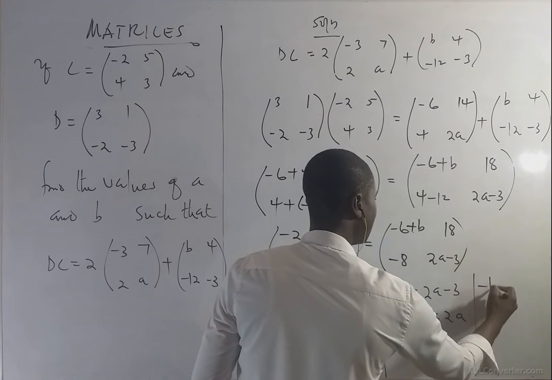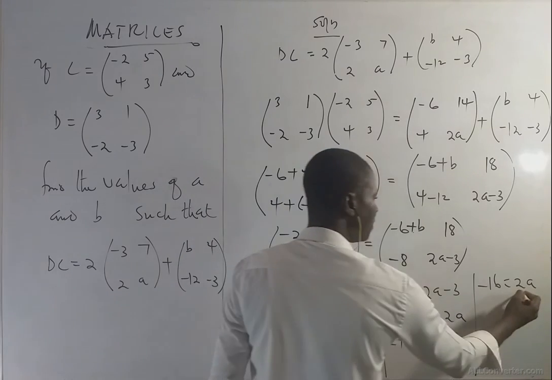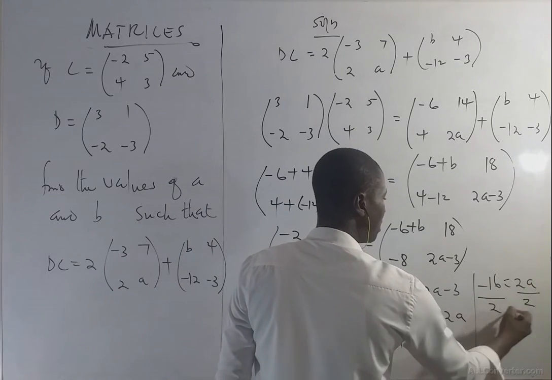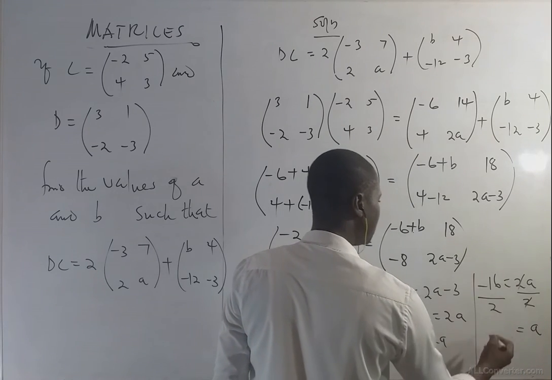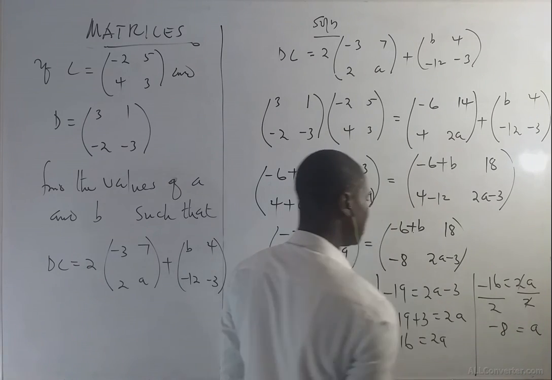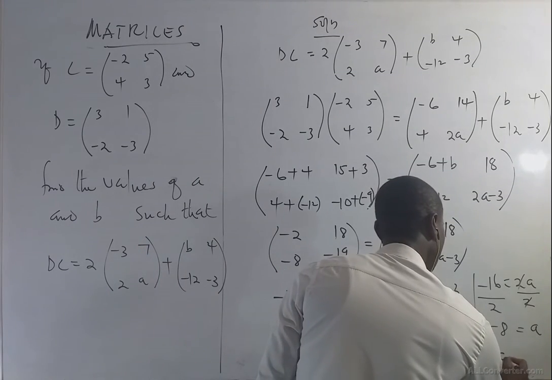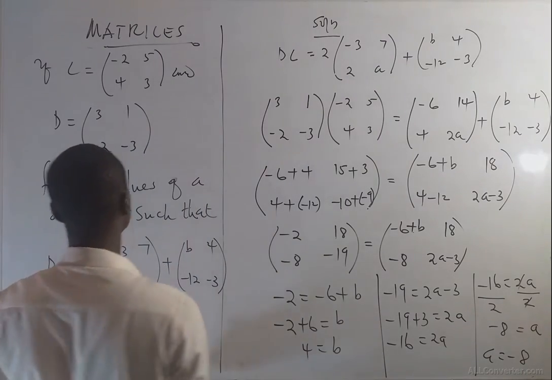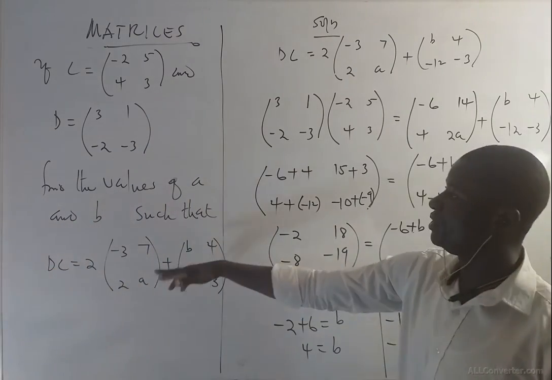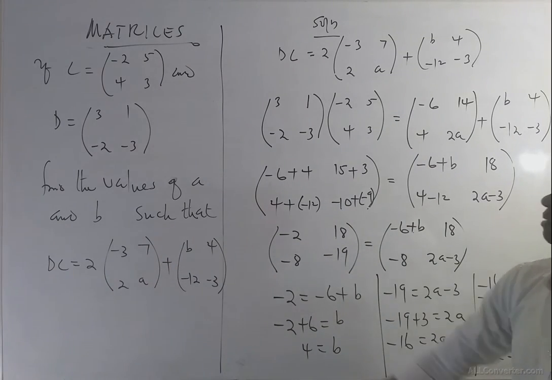So if you have minus 16 is equal to 2a, and you are making a the subject, then you have to divide both sides by 2. And this is gone, so that our a will be equal to 2 into 16 is 8 times. But remember that there is negative, so it means that a is equal to minus 8 and b is equal to 4. So from the question, you have to find the values of a and b such that bc equals 2 times that plus that.